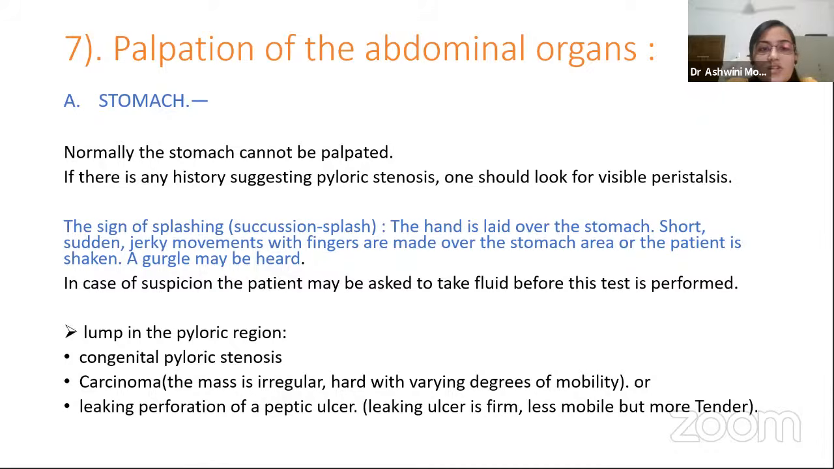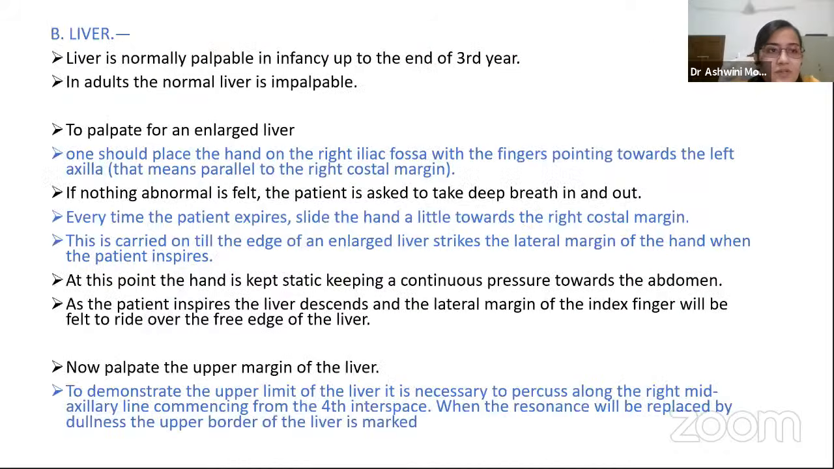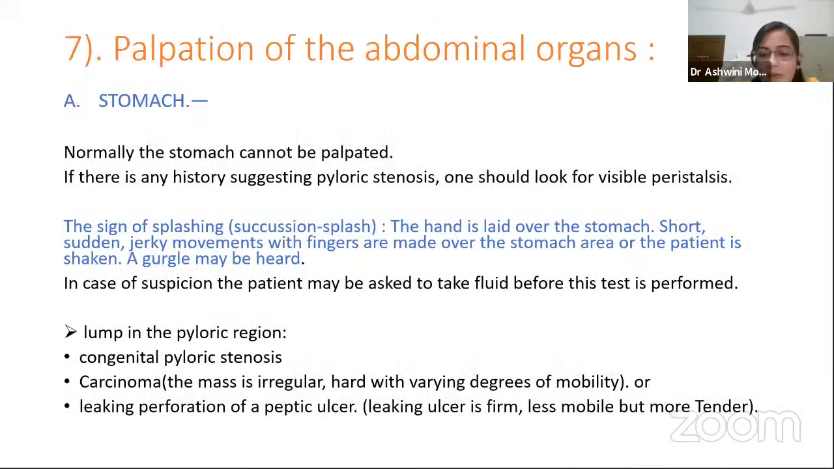In case of a suspicious patient, the patient may be asked to take fluid before this test is performed. So he might have content inside, so we can hear the sound louder. A lump in the pyloric region can be a congenital pyloric stenosis, a carcinoma of stomach, or a leaking perforation of peptic ulcer. A leaking ulcer is firm, less mobile, but more tender in the epigastric region. So this was about the stomach palpation.